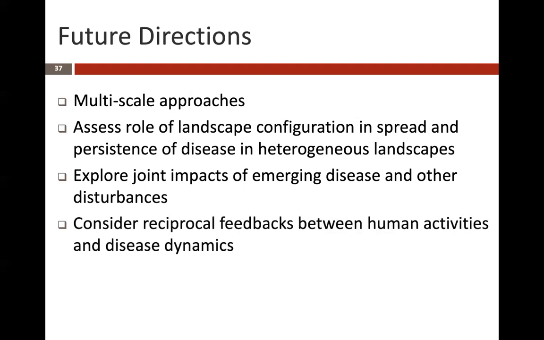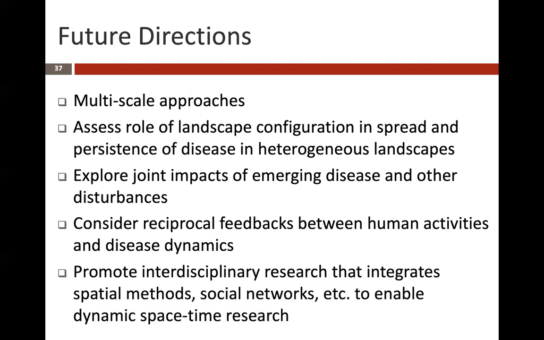Then I think we need to look at the feedbacks between human activities and disease dynamics. Again, oftentimes we model these vectors and spillover risk without really considering the role of people. And I think that's an area that needs to be explored much more. And then finally, I think we need to continue to promote interdisciplinary research that integrates some of the methods I've talked about with maybe totally new things, like social media. Because ultimately, to effectively manage those vectors, we need research that addresses both the space and the time component, and that is dynamic, not as static as what I've described.